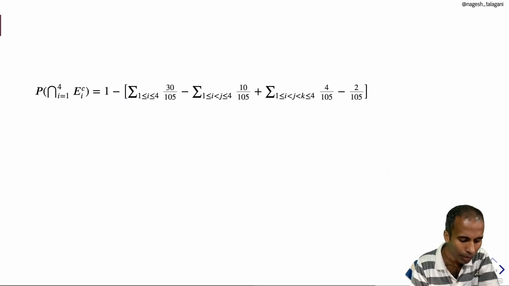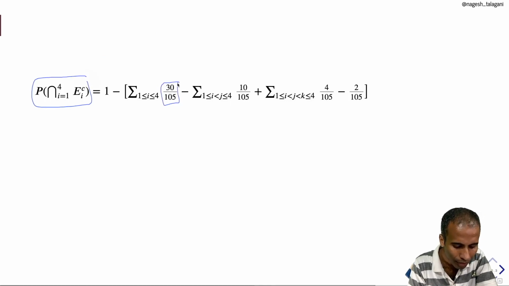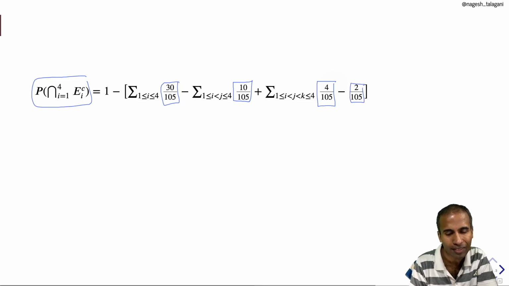Now in the expression for the probability of the intersection over i equal to 1 to 4 of EI complement, the probability of EI is replaced by 30 by 105. The probability of EI intersection EJ is replaced by 10 by 105. The probability of EI intersection EK is replaced by 4 by 105. And the probability of E1 intersection E2 intersection E3 intersection E4 we replace with 2 by 105.